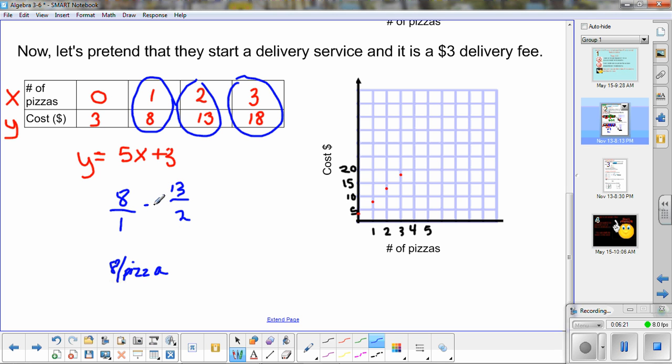These two things are not equal, so it's not a constant ratio between y and x, or the price per pizza changes depending on the number of pizzas you buy because that $3 delivery fee is getting split up over each pizza.